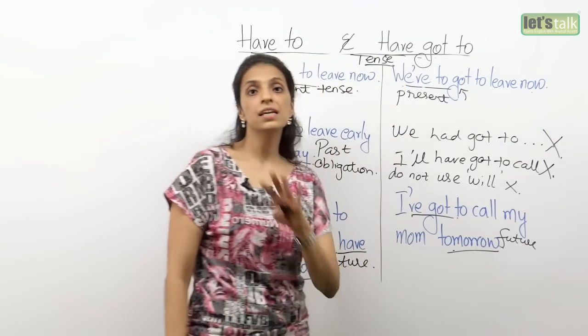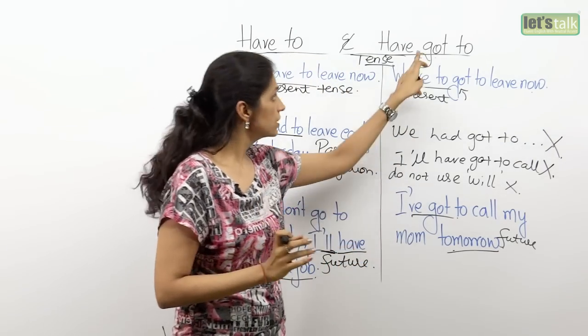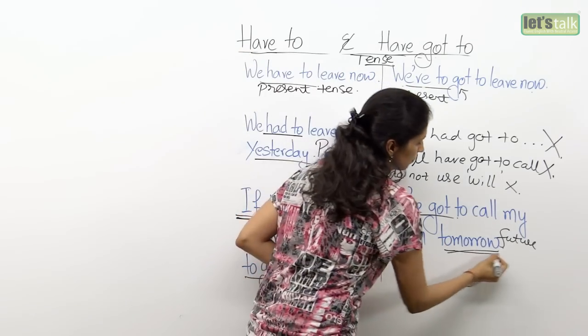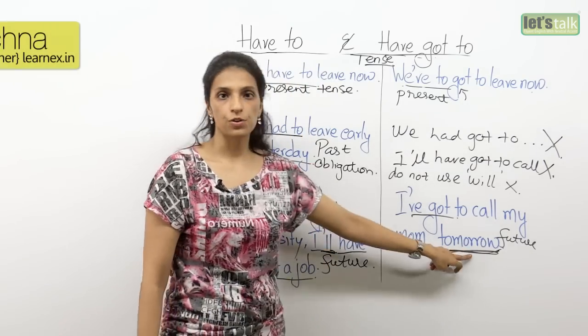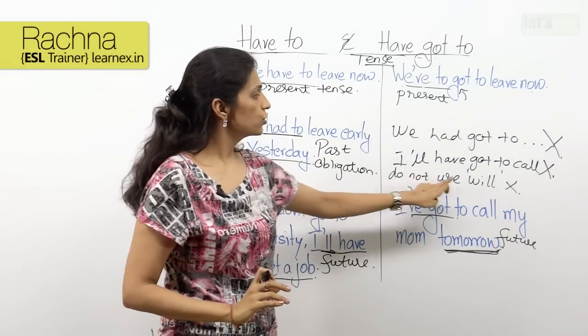Something like this is completely incorrect. So if you want to talk about a future obligation using the structure, keep it in the present. You will have an indication of a future time frame, in this case it is tomorrow, and then you can use it in the future, but remember, do not use will.